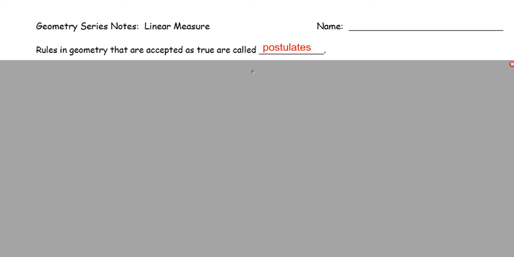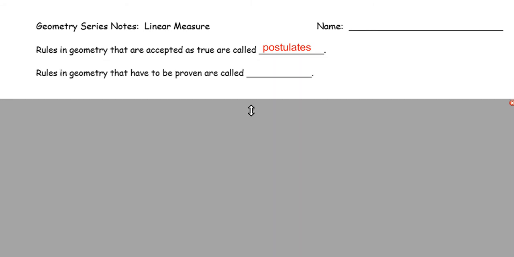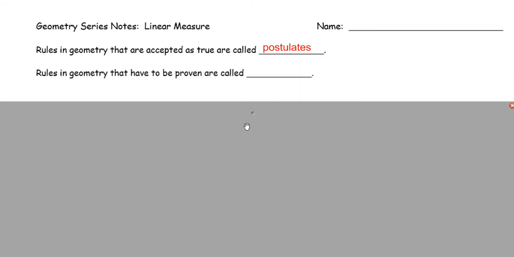So for example, there's something called the ruler postulate, and the ruler postulate just says that you can measure the length of a segment with a ruler. It's kind of like one of those common sense things. The other vocabulary word you're going to hear a lot is called a theorem, and those are rules that have to be proven. For example, Pythagorean's theorem. He had to prove that a squared plus b squared equaled c squared, and once he proved it, we now had a formula that we can use forever and ever and ever. We call that a theorem.